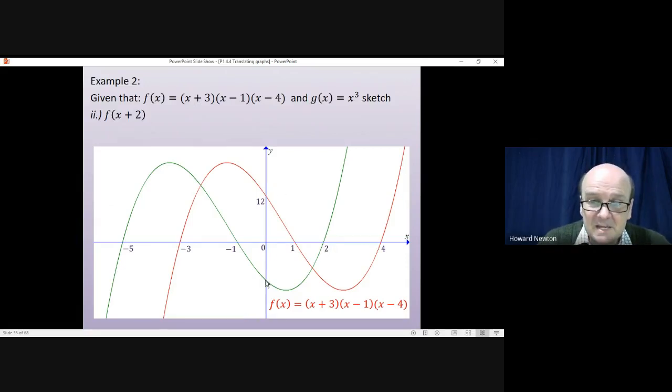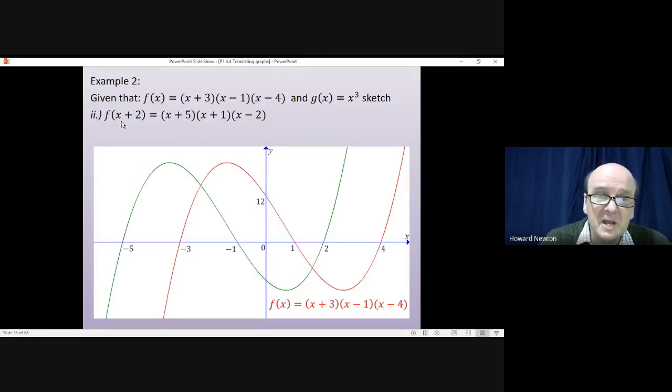Now, finding the intersection point with the y-axis could be tricky. The easiest way to do it is rewrite this function. Our new function says it's the same as the previous one, but add on 2 wherever you have x. So here where we have x, we'll have x, add 2, add 3. That'll give us x plus 5. And here we'll have x, add 2, take away 1, which will give us x plus 1. And here we'll have x add 2, take away 4. So wherever there's x in the original equation, you replace it by x plus 2.